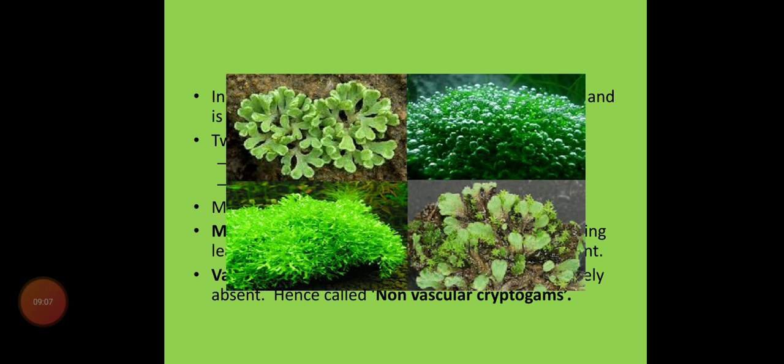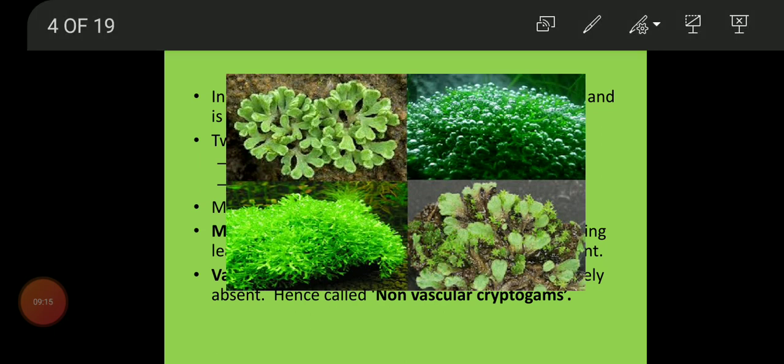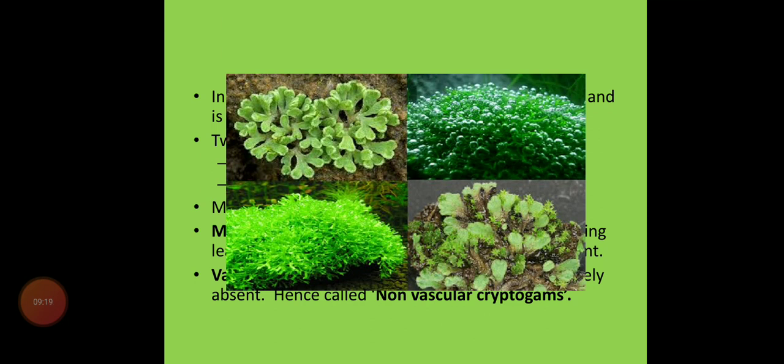See the pictures. Among the many bryophytes, I explained in this picture, there is Marchantia. The plant bodies look like scales. The thallus has scales, and rhizoids are present. In these bryophytes, vessels are absent, especially xylem and phloem. That's why they are called non-vascular cryptogams. Cryptogams means they do not produce flowers, fruits and seeds.